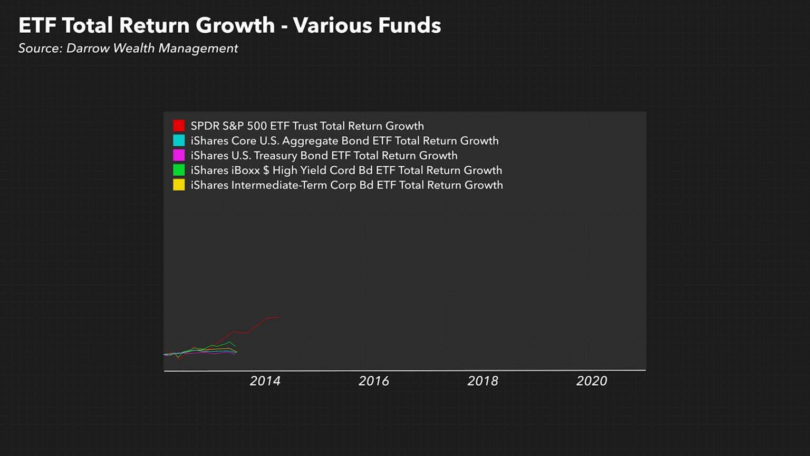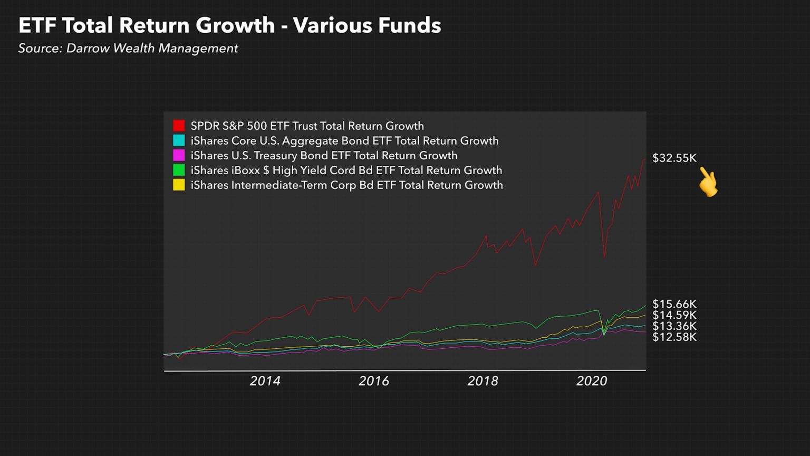Looking at this graph from Darrow Wealth Management, we can see the backdated returns of $10,000 invested in 2012 in the S&P 500 versus various bond funds and their total returns. The S&P 500 ETF produces about a 3.2x return over these 10 years, bringing the total balance to $32,550. We can see that the best bond fund produced returns of around $15,600, and the rest were smaller than that. Now, historically speaking, stocks on average have been returning about 9 to 10% per year since the inception of the stock market, versus bond yields are usually much lower.